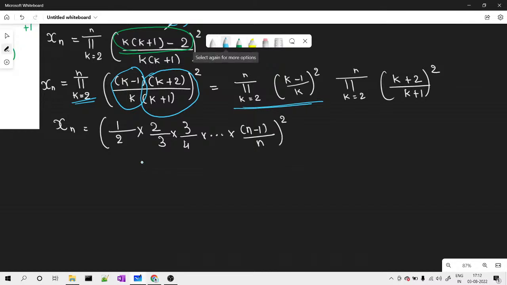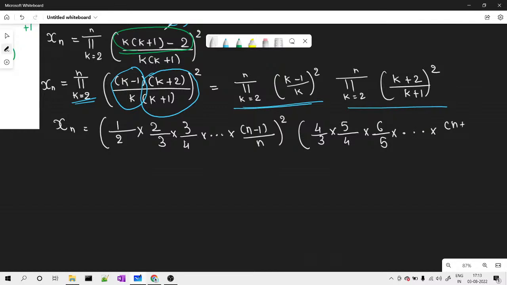Let's just see the second product that we have. What is that? It is nothing but k running from 2 to n, (k plus 2) by (k plus 1). If I put k equal to 2, it is 4 by 3. For the next, I'll do the product with k equal to 3. That is nothing but 5 by 4. The next would be, on the place of k, I'll write 4, so it is 6 by 5 and so on. Till what will I go? I'll go till my value of k is n. That is nothing but (n plus 2) divided by (n plus 1), and the whole square.